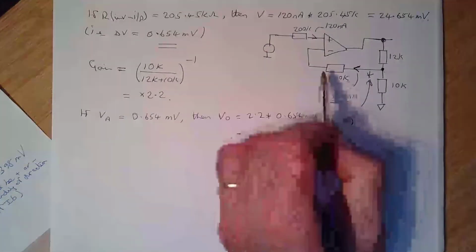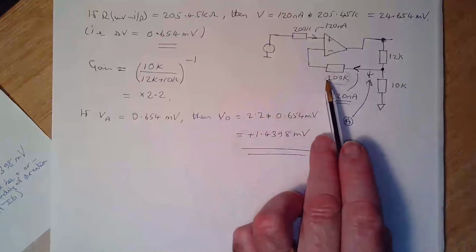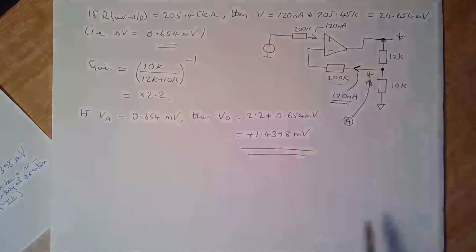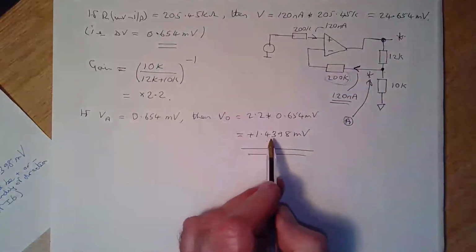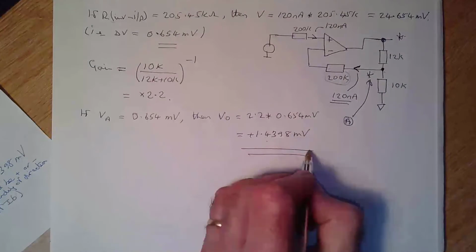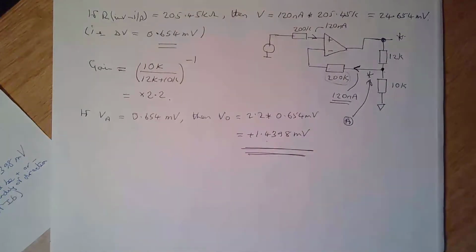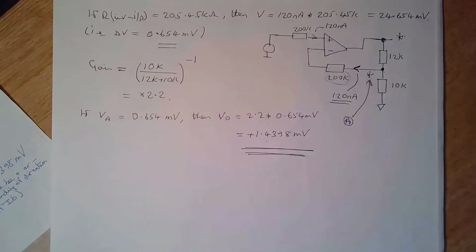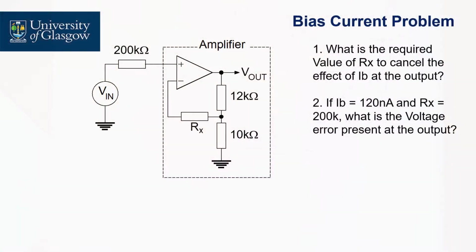So the result of the mismatch from increasing Rx from approximately 195 to 200 k ohms would give you an offset voltage at the output of the amplifier of plus 1.4398 millivolts, demonstrating that you must cancel out the effect of I-bias currents in order to get a good answer from the overall circuit. I hope that explains the problem, and if there are any questions you can drop me a note by email or leave a post on the Moodle blogs page.